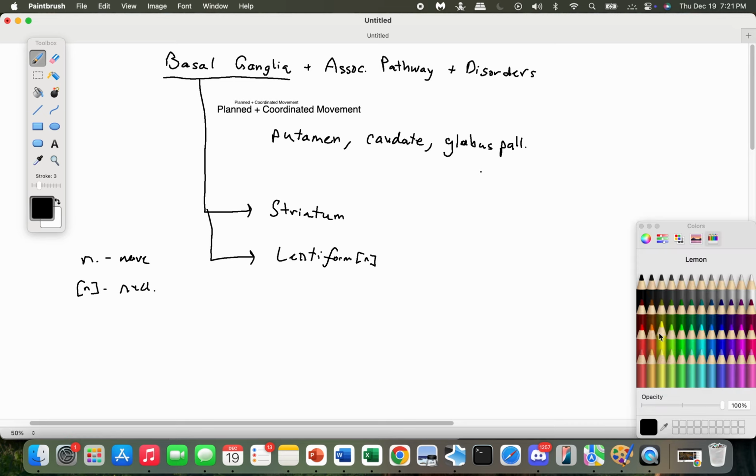Okay, so what should we know about the striatum? Well, the striatum is made of two structures, and the lentiform nucleus is also made of two structures. They actually have something in common. It's going to be the putamen. And you should definitely know that, and it will help make the indirect and direct pathways make more sense. What they have different is that the striatum is going to be the caudate, and the lentiform is going to have the globus pallidus.